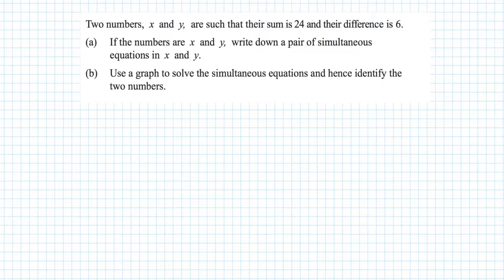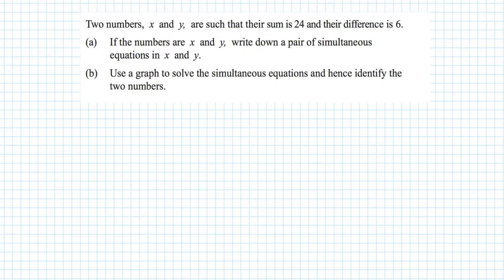Okay, now in this last example, this will take me a little while. Let's do a worded one. And this time we'll have to think about how we're going to draw the axes as well. In the previous two examples, the axes were kind of given to us. Let's see if we can figure this out with nothing at all given to us. Two numbers x and y are such that their sum is 24 and their difference is 6. If the numbers are x and y, write down a pair of simultaneous equations.